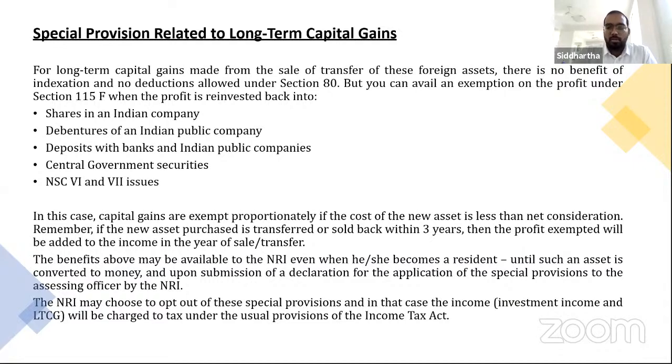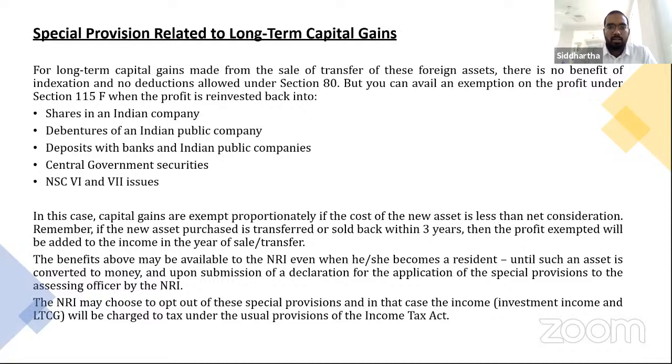So this asset which you have purchased back for claiming the exemption, you have to hold for at least 3 years. The benefit above is made available to an NRI even when he becomes a resident, until such asset is converted to money, and upon submission of a declaration for the application of special provisions to the assessing officer by the NRI.